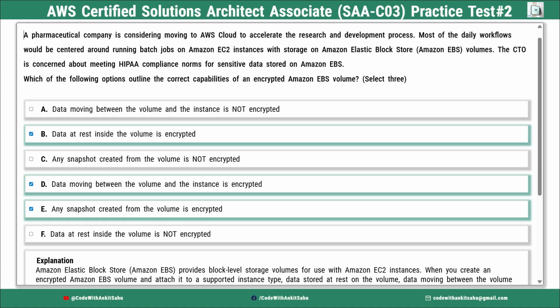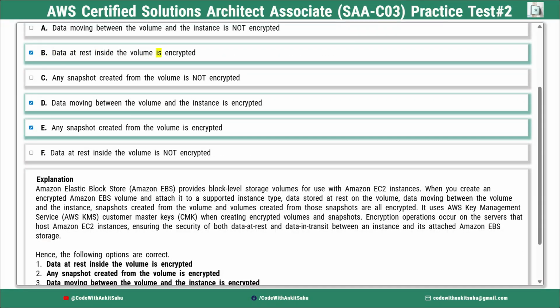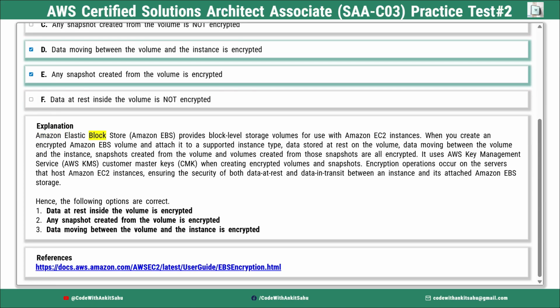Correct answer. Option B. Data at rest inside the volume is encrypted. Option D. Data moving between the volume and the instance is encrypted. Option E. Any snapshot created from the volume is encrypted. Explanation: Amazon Elastic Block Store, Amazon EBS, provides block-level storage volumes for use with Amazon EC2 instances. When you create an encrypted Amazon EBS volume and attach it to a supported instance type, data stored at rest on the volume, data moving between the volume and the instance, snapshots created from the volume and volumes created from those snapshots are all encrypted.